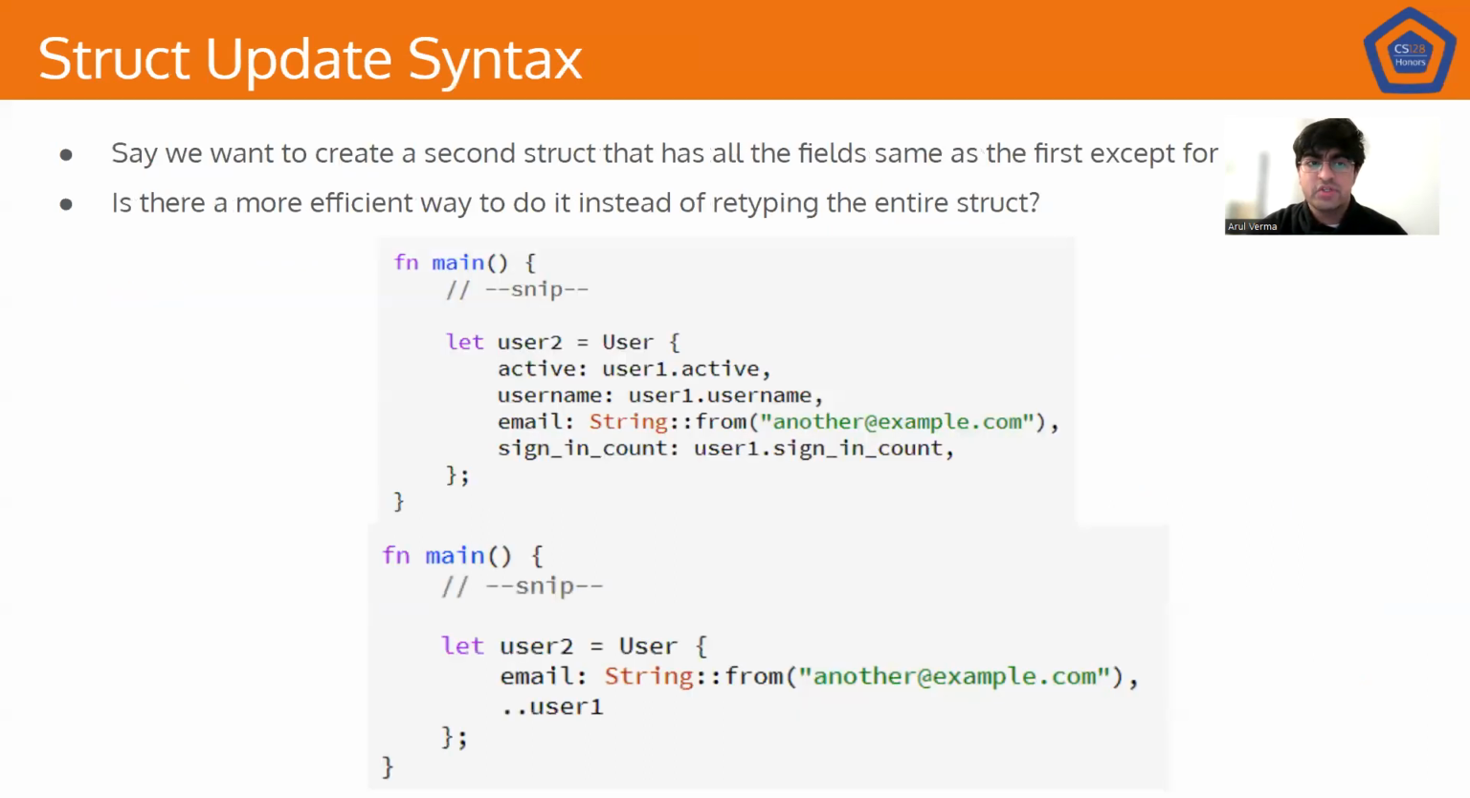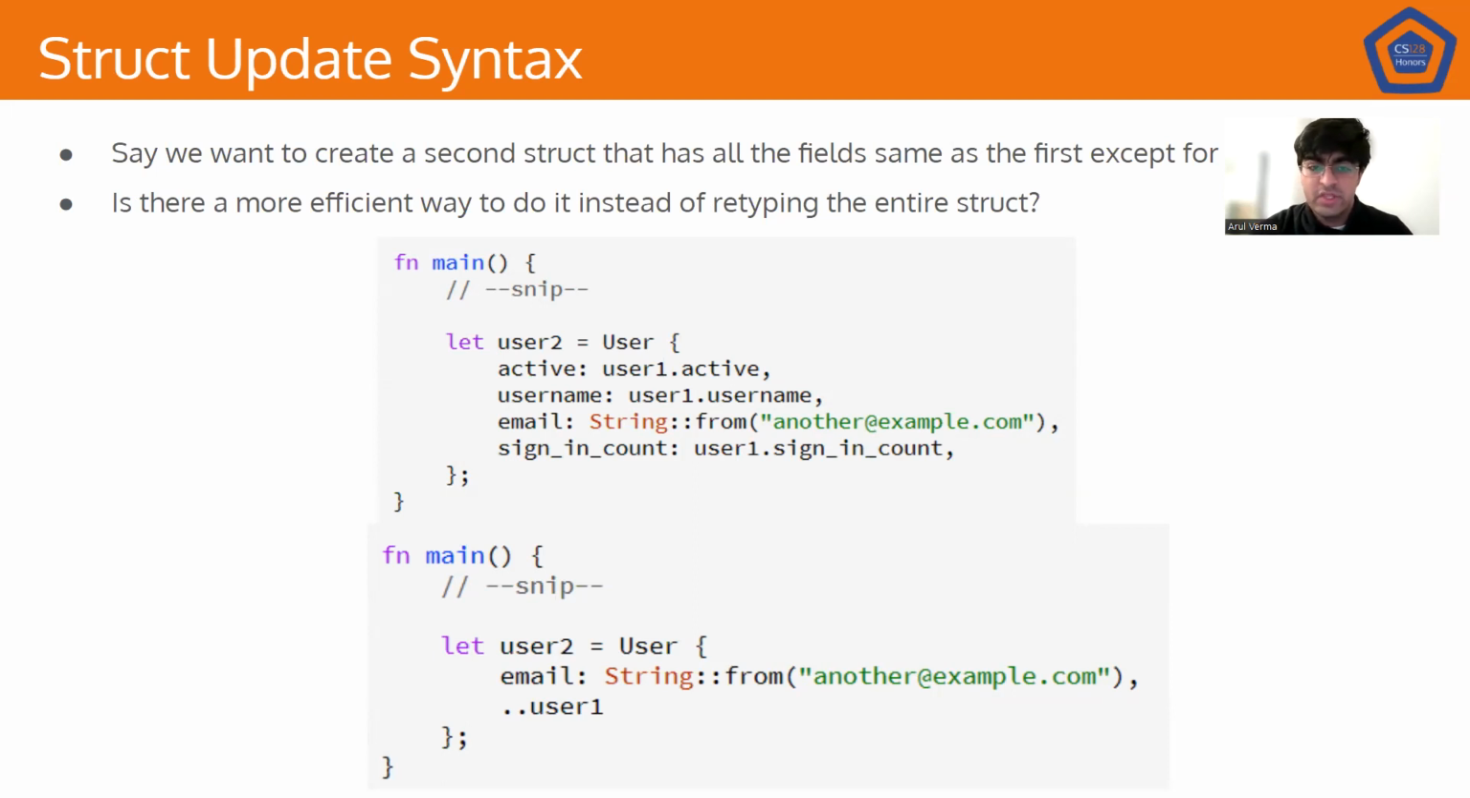Now, this brings up some interesting issues. If we want to create another instance of the same struct and fill in data, is there a more efficient way to do it than retyping the entire struct? Like if we want another instance with a lot of the same data, but with one updated field, because the first one wasn't mutable.